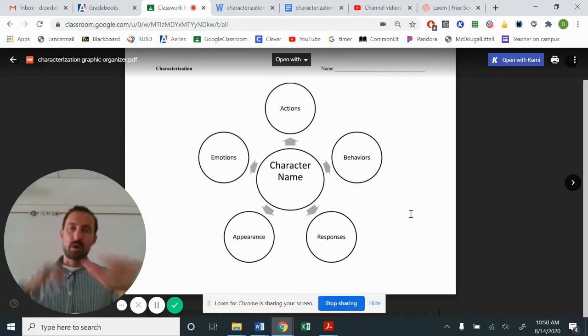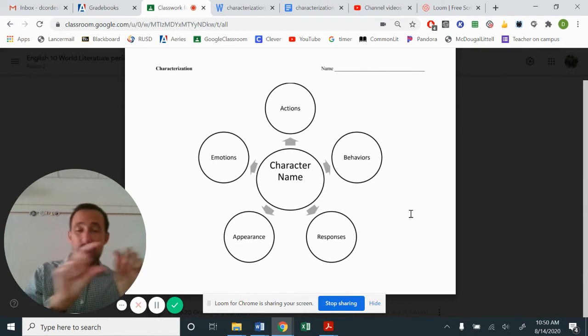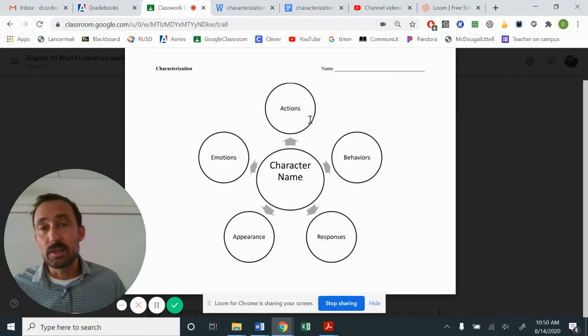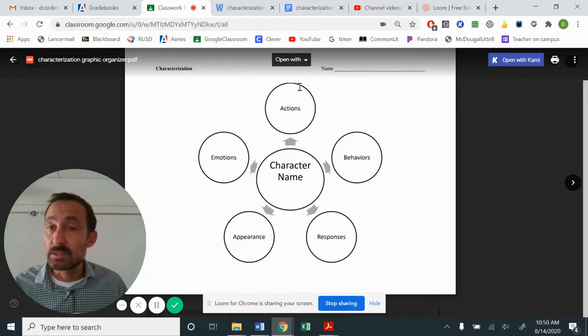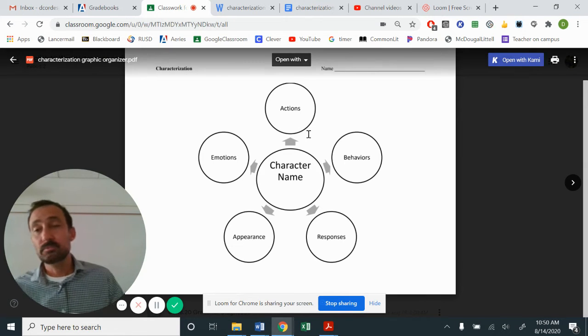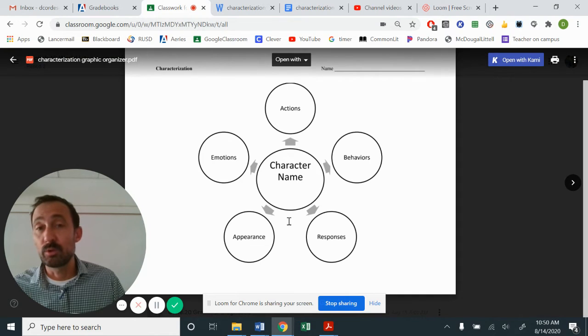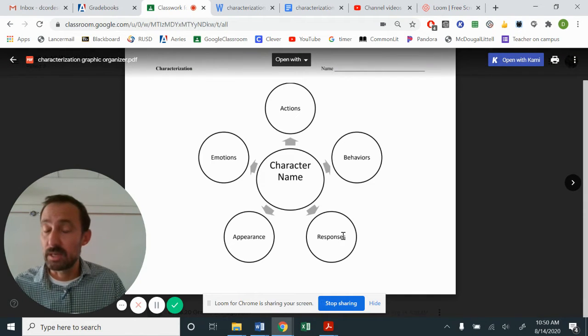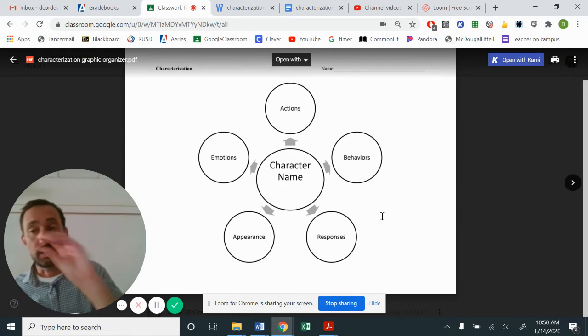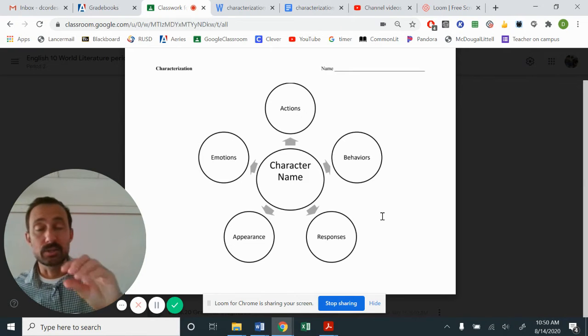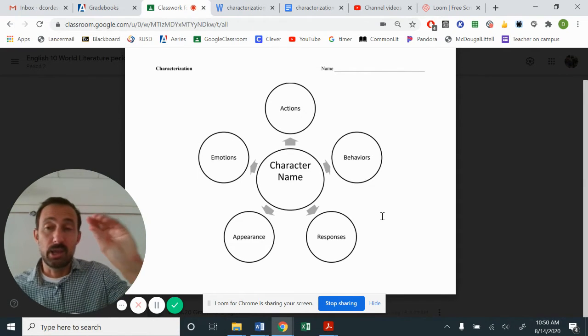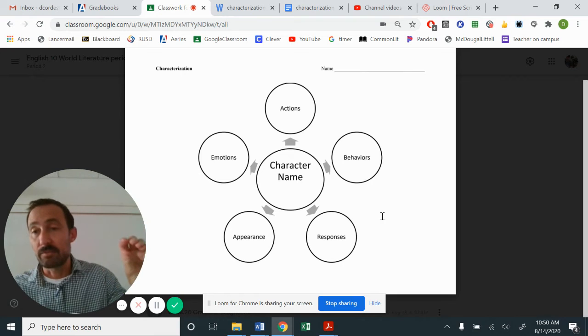Let me go through all the items and explain. And you can be thinking in your head about what character attributes you want to put. You can either put them in the circle or you can put them next to the circle. That's completely fine. I will tell you more than likely 99% of the time, we will go back and add textual evidence to this. So if we say, okay, here's what his or her action is like, then you can identify, oh, here's an example of that from the story.